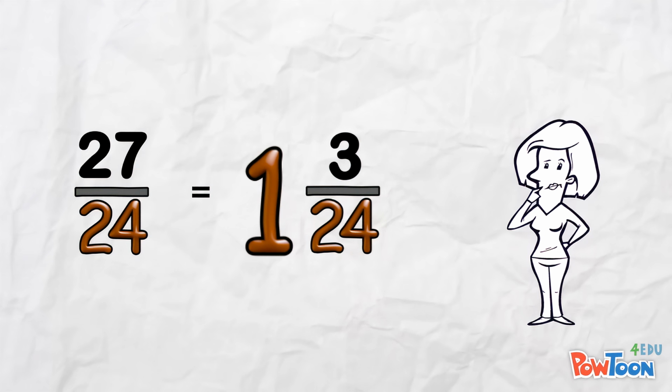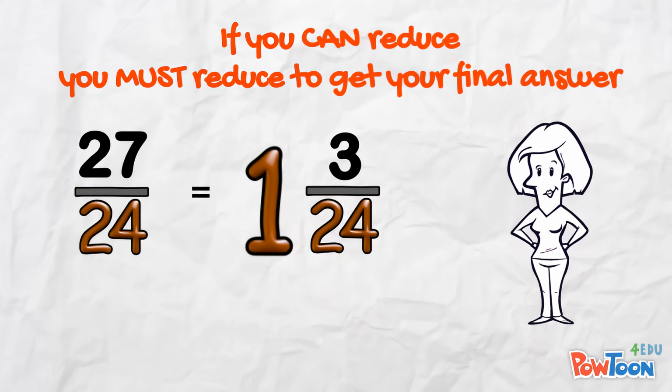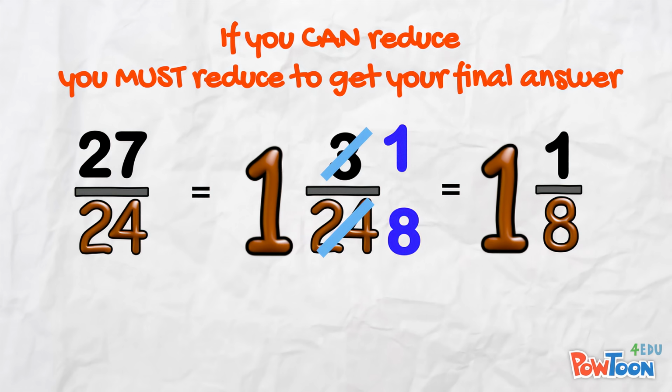Notice anything? Can we go further? Can we simplify this fraction part? Yes, we can. If you can reduce, you must reduce to get your final answer. 3 and 24 are both in the 3 times table, so we divide by 3. 3 divided by 3 is 1, and how many 3's in 24? 8 3's are 24, so our final answer is 1 and 1/8.